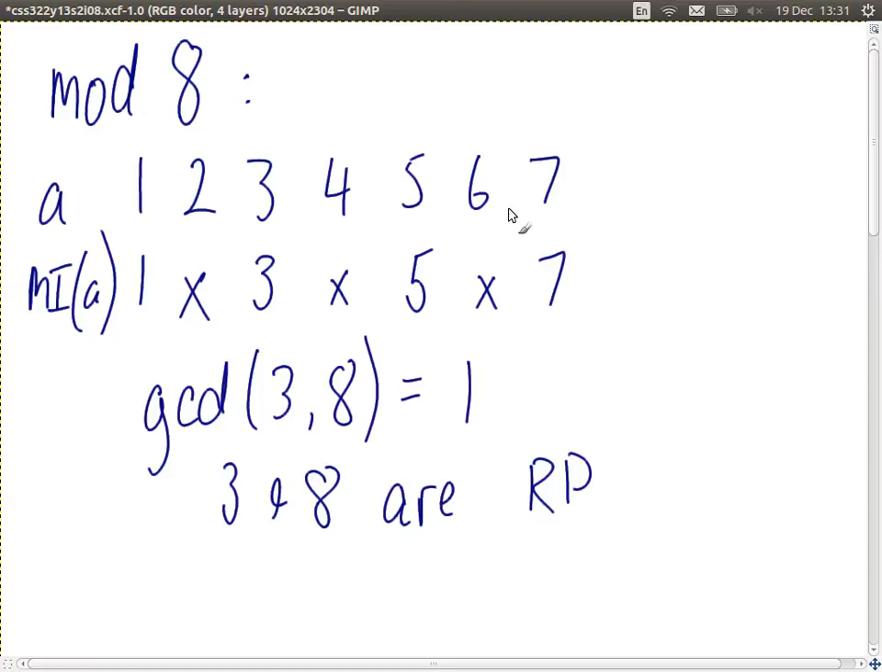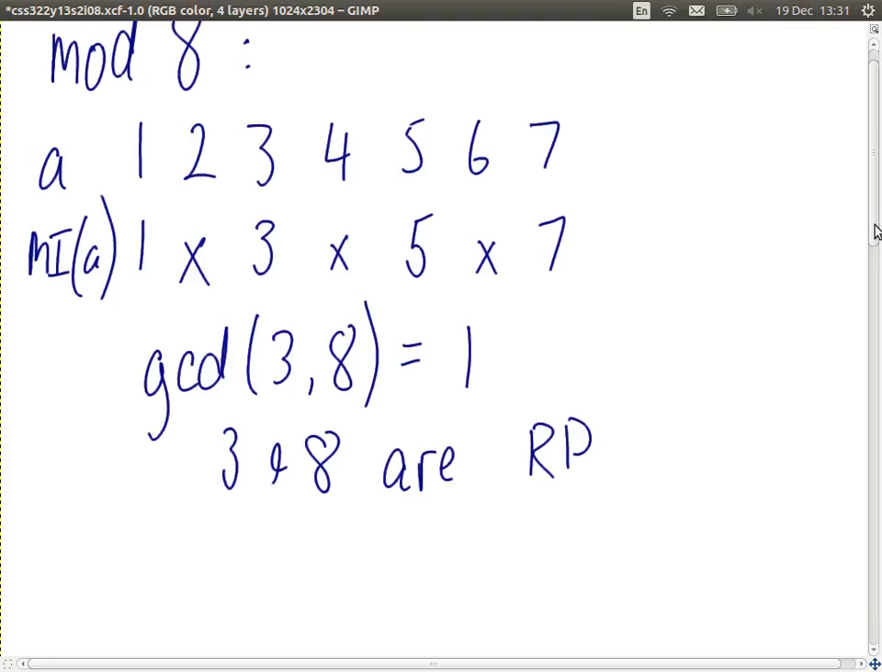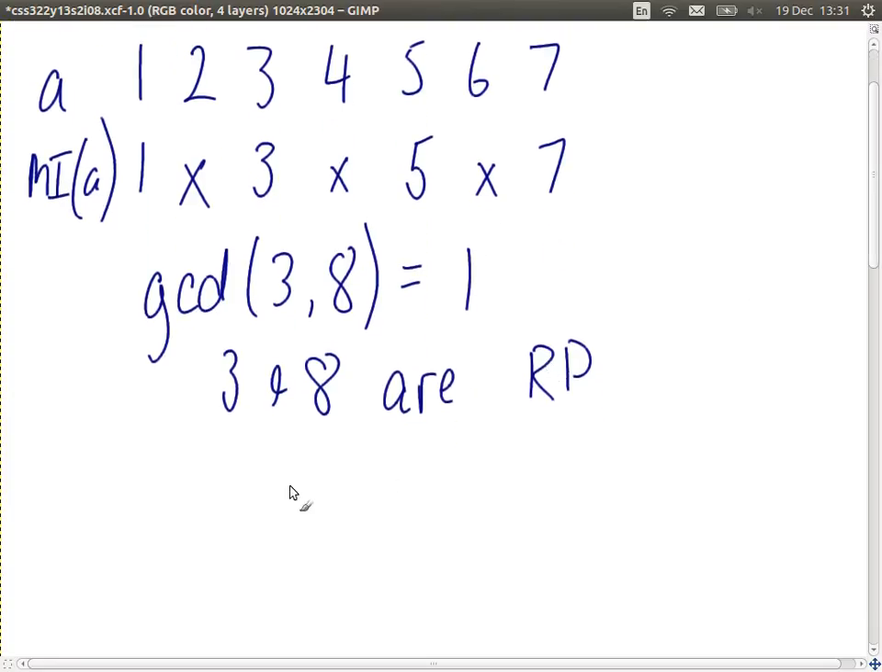So if we know the inverse, we can do division. All in mod 8. What is 2 divided by 3? And remember, when we're using modular arithmetic, the answers are always in the set 0 up to n minus 1. So what's 2 divided by 3? 6. Check. Yes, correct. Everyone see if they can work out why it's 6. 2 divided by 3 is 6.